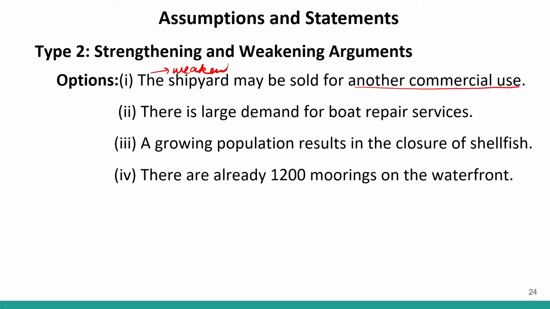Second one says there is a large demand for boat repair services. So this will strengthen. So if there is large demand, why will you stop it, right? So this is in contradiction. A growing population results in closure of shellfish. This is not related. There are already 1200 moorings on the waterfront. This is also not related. So only option number 1 is, if true, this will weaken the decision of opposing the complex building. Therefore, the answer will be option number 1.